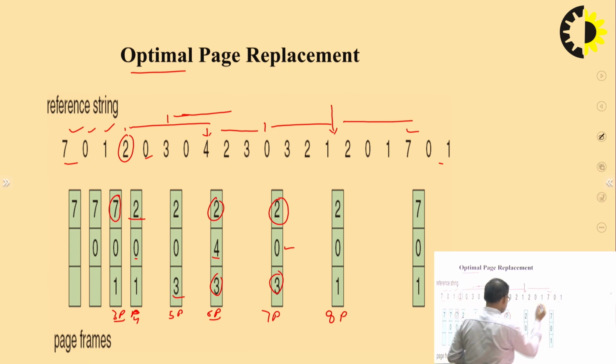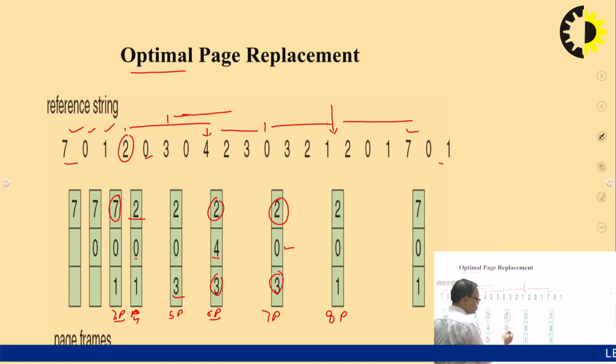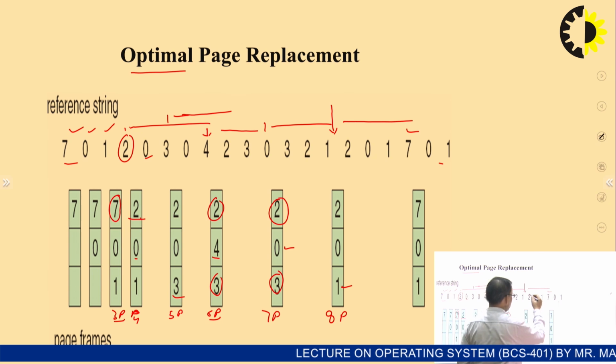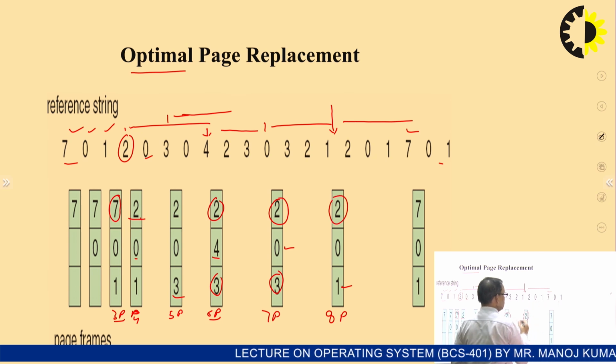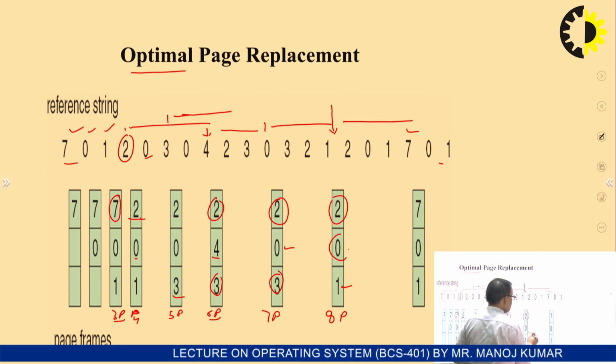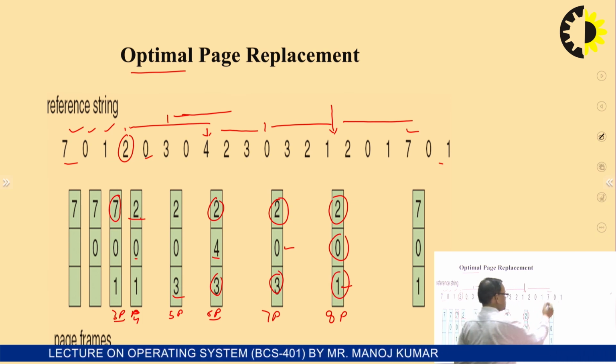in the forward direction, and we will see whether 2, 0 or 3 will be used after a long time. So 2, 0, 3 is not going to be used, so 1 will be placed in place of 3. Now again 2 is a hit. No page fault count increase, 0 is present, no page fault is increased, 1 is present, no page fault will increase. Next one is the 7.